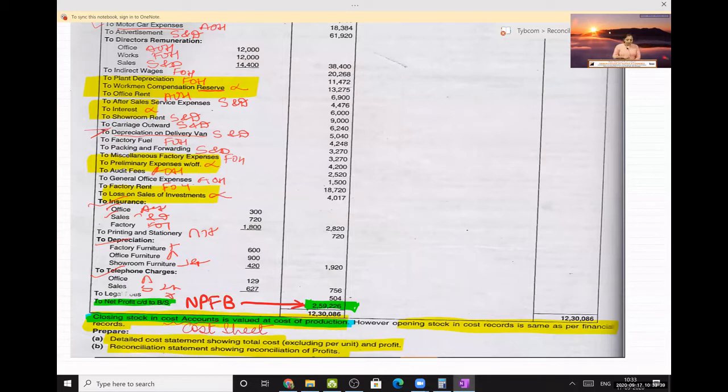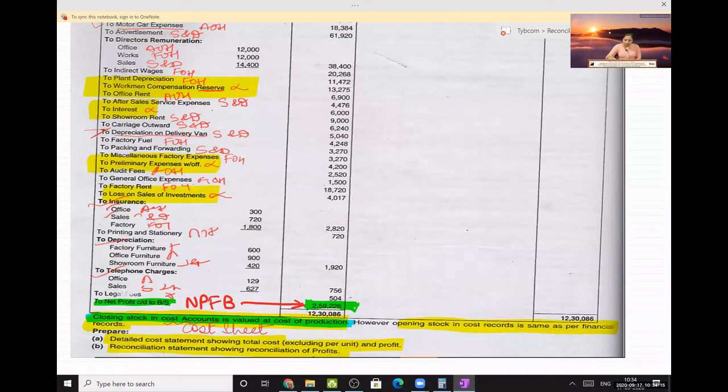I repeat, the question is saying closing stock in cost accounts is valued at cost of production. So they are saying that for the cost sheet only one item is given. But can a cost sheet be made from one item? Obviously not. A cost sheet won't be made from closing stock of finished goods alone. To make a cost sheet I need direct material, direct wages, direct expenses, factory overheads, admin overheads, selling and distribution overheads, and sales. All this information makes a cost sheet.